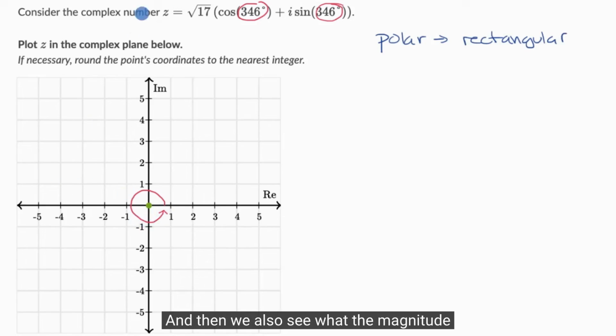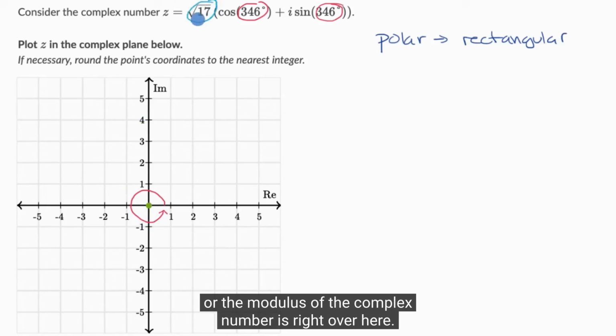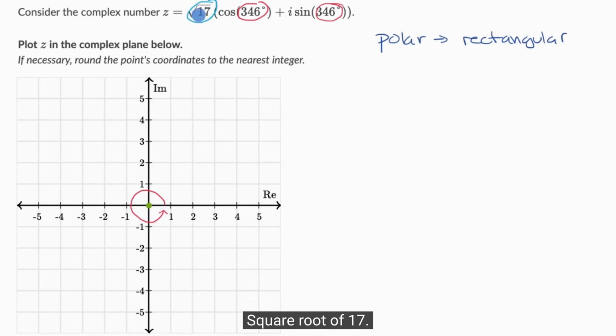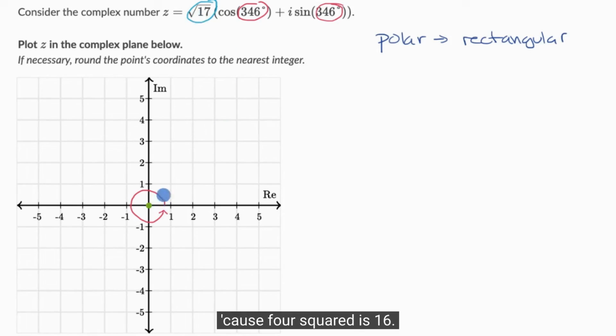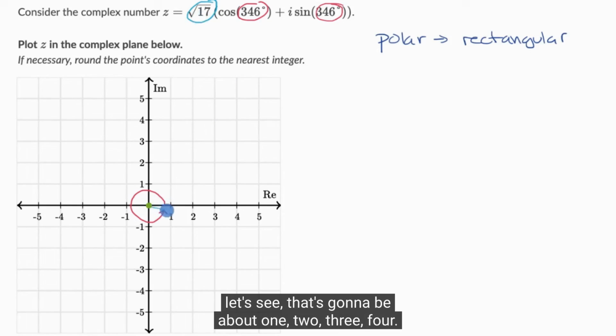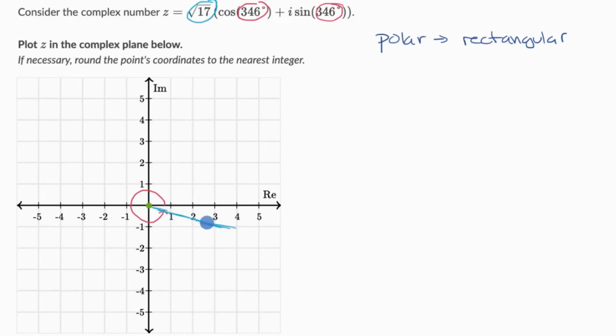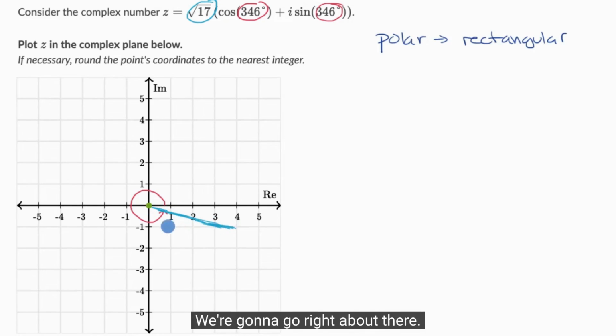And then we also see what the magnitude, or the modulus, of the complex number is right over here. Square root of 17. Square root of 17 is a little bit more than 4, because 4 squared is 16. So if we go in this direction, that's going to be about 1, 2, 3, 4. We're going to go right about there. So if I were to just guess where this is going to put us, it's going to put us right around here, right around 4 minus 1i.